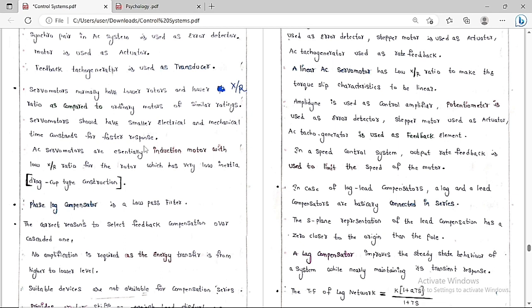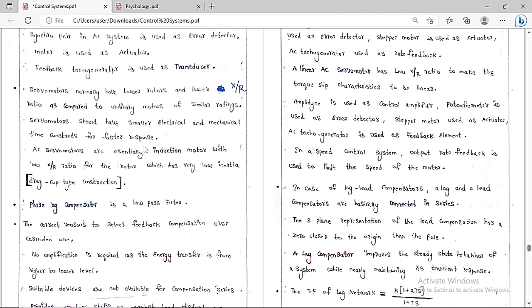So this point always you have to keep in your mind: AC servo motors are going to have drag cup type construction. In simple words, I can say AC servo motors are essentially induction motors with a lower X/R ratio for the rotor, which has a very low inertia. They have the lower X/R ratio when compared to an induction motor, and also low inertia, therefore low weight. So the diameter is very small and the length is very large. This construction is in the format of drag cup type construction.